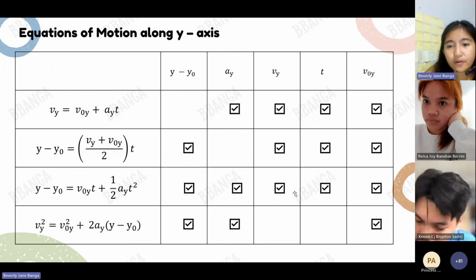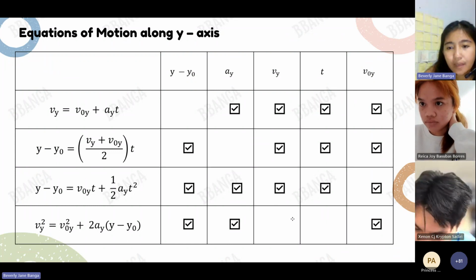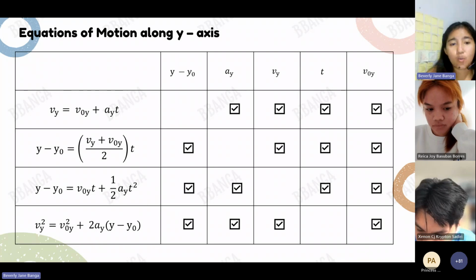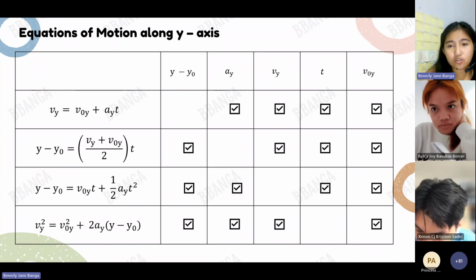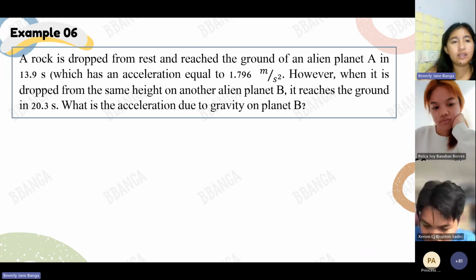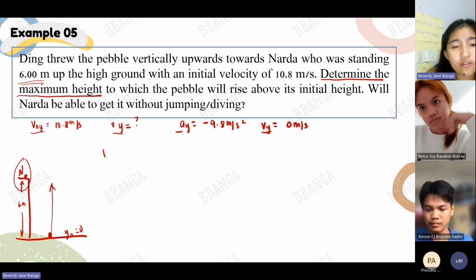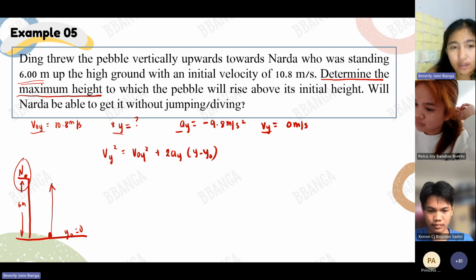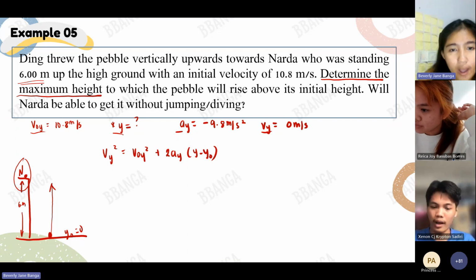So, formula number 4 siya, class, kasi meron siya nung VOY, meron siya nung VY, at meron siya nung hinahanap natin na parameter which is Y. Okay? So, meron siya ng mga parameters na kailangan natin. So, we're going to use here, Vy squared is equal to Voy squared plus 2ay, y minus y naught. Okay? And we want to get y.